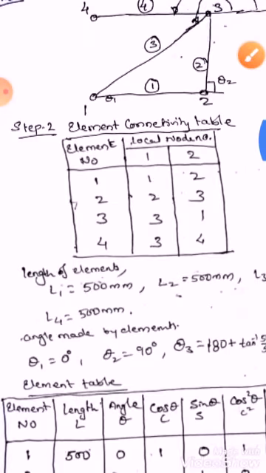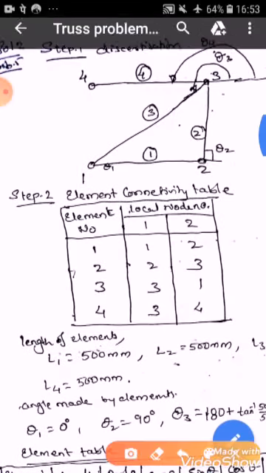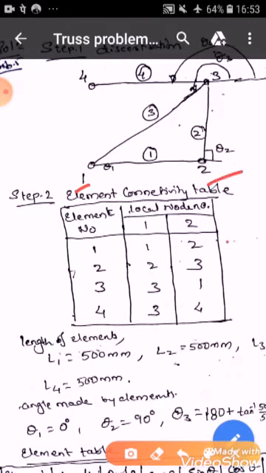Now coming to step 2, the element connectivity table. Element number 1 is connected between 1 and 2. Element number 2 is between 2 and 3. Element number 3 is between 3 and 1. And element number 4 is between 3 and 4.